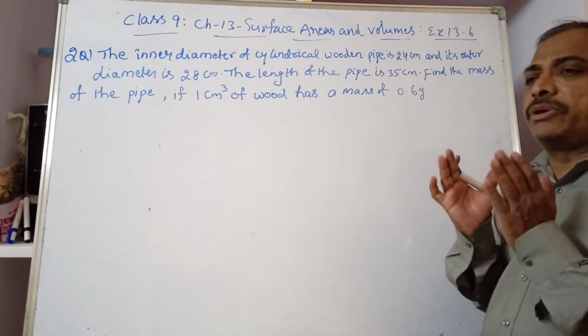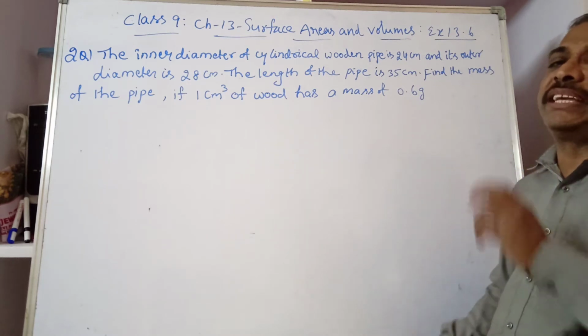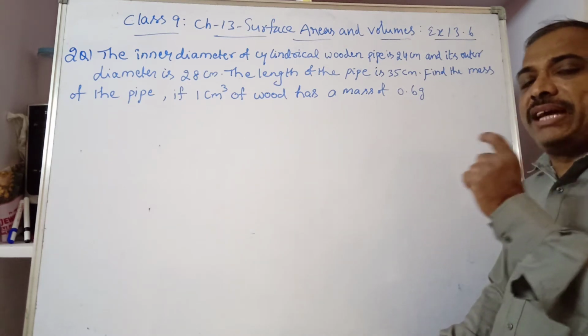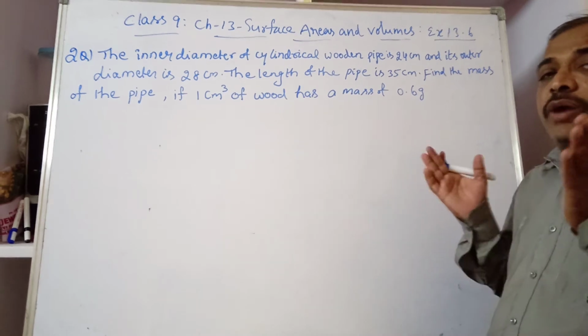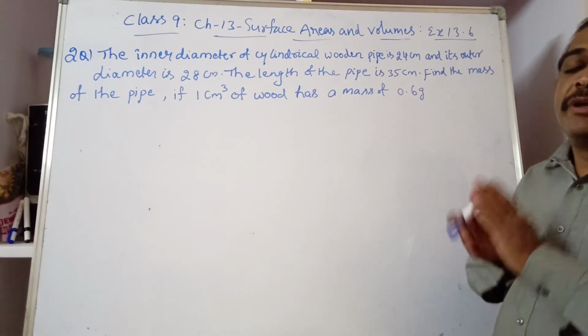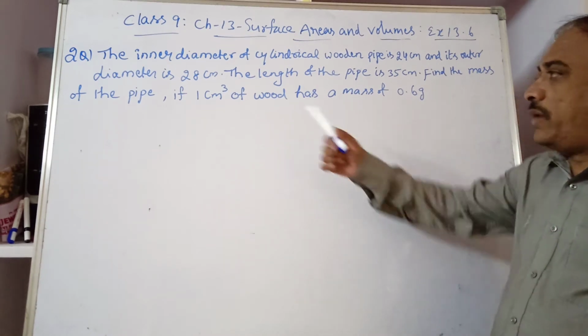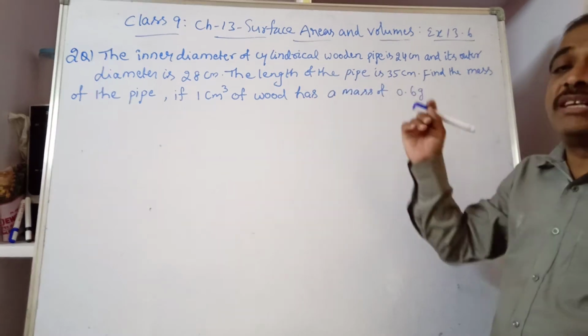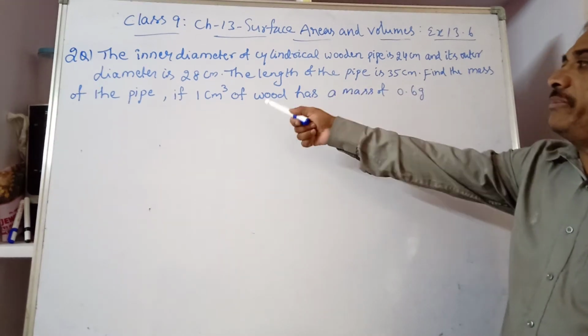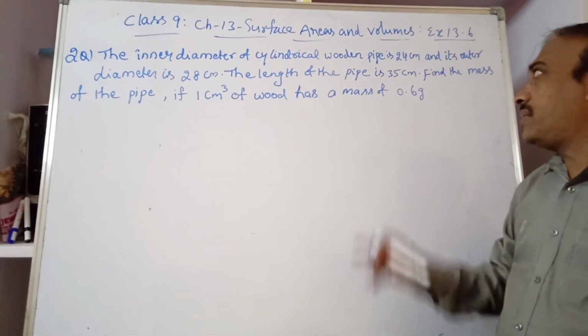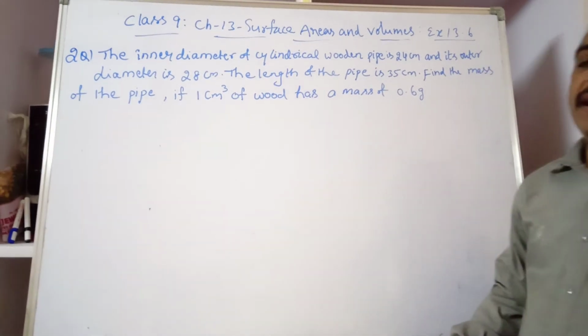Here we are talking about a wooden pipe which has some thickness. Inner diameter is given, outer diameter is given. And what is the mass of the pipe, if 1 centimeter cube of wood has a mass of 0.6 grams?